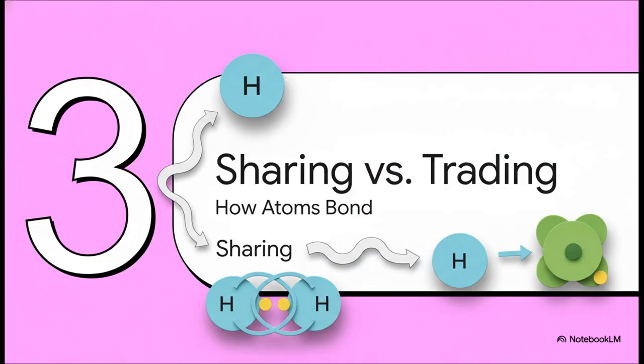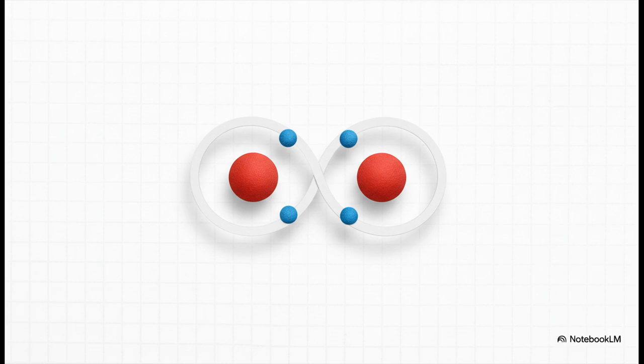So the big question is, how do atoms like our needy friend hydrogen find a partner and get stable? Well, they've got 2 main moves they can pull. They can either share their electrons with another atom, or they can just straight up trade them. All right, let's tackle sharing first.